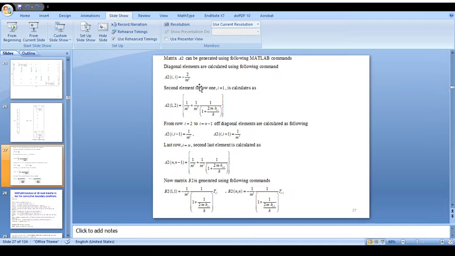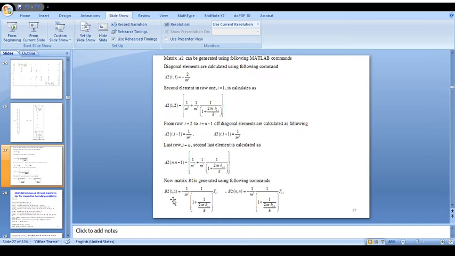The commands are the same as we did for the previous matrix A1. This is just to generate the first element, A211. Then this is again to generate its second element, only in the first row. Then these are the two commands just to generate the in-between elements. After that we can calculate the last row, only one element, the second last element of the last row.